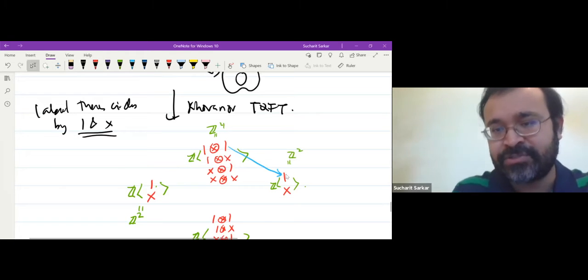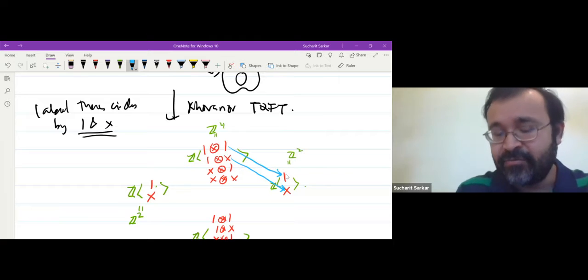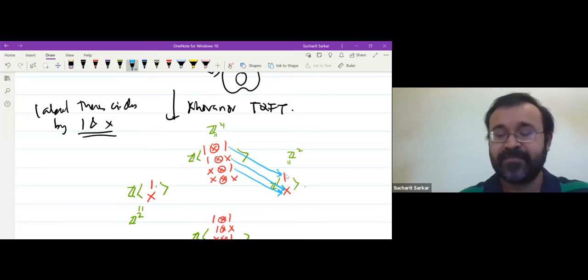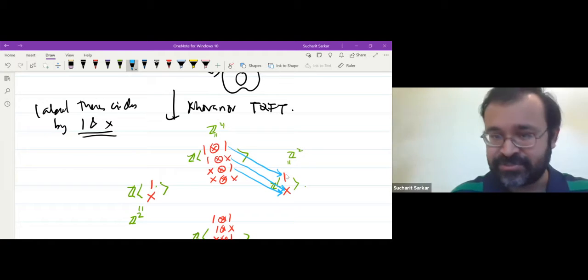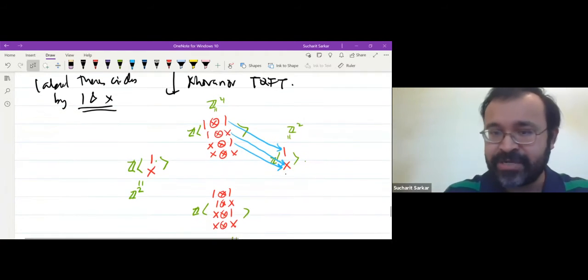So 1 tensor 1 goes to 1. And similarly, if one of them is 1 and one of them is X, 1 tensor X and X tensor 1, they both map to X. And what about X tensor X? Well, that just goes to 0. X tensor X goes to 0. So if you ever merge, you just multiply with X squared equals 0.